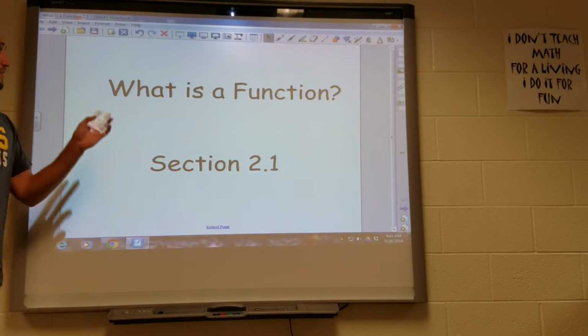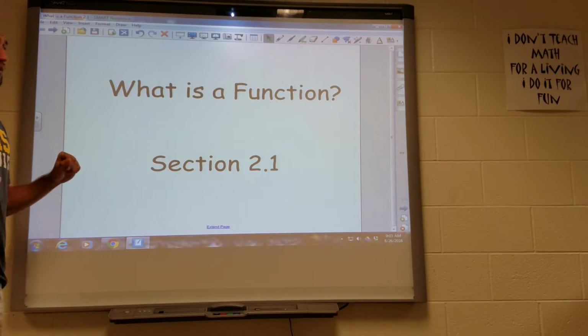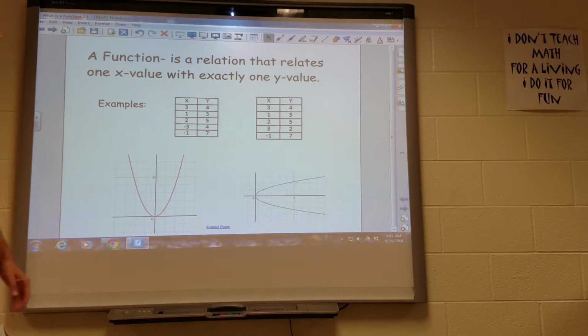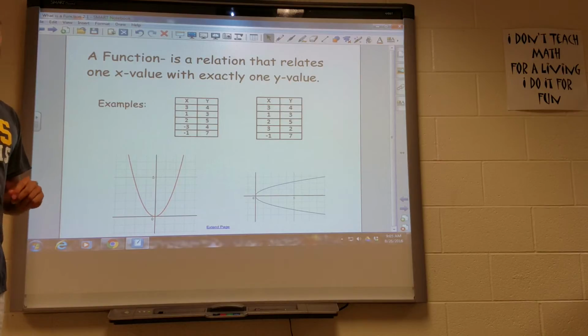Hello everyone, so today we're going to talk about what is a function, section 2.1 in our book. A function is defined as a relation that relates one x value with exactly one y value.